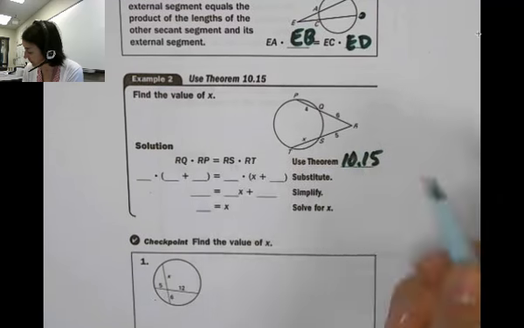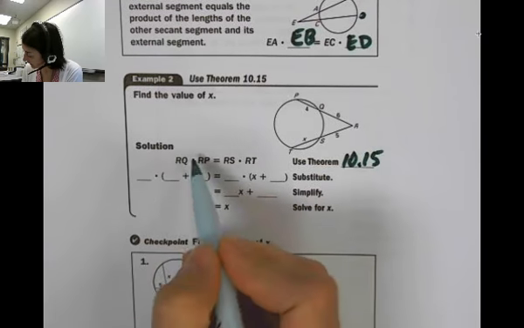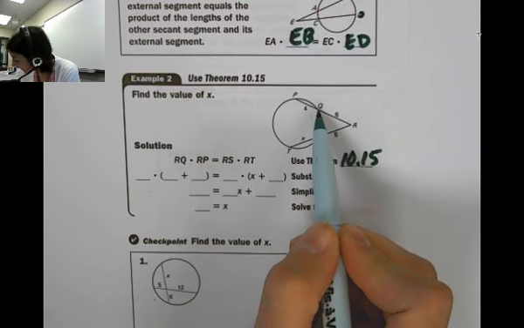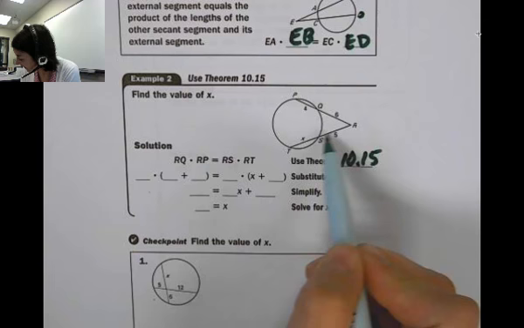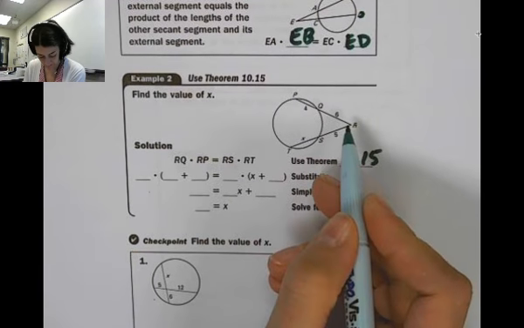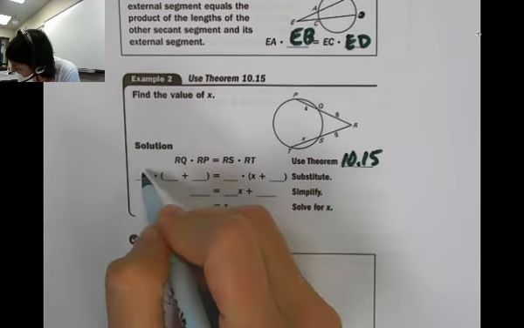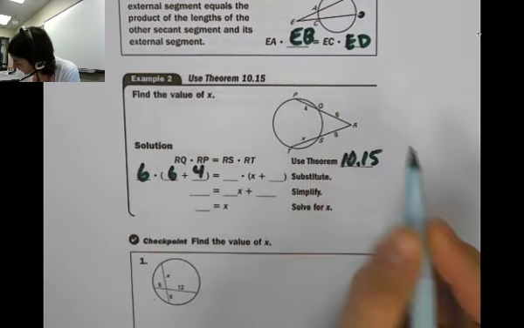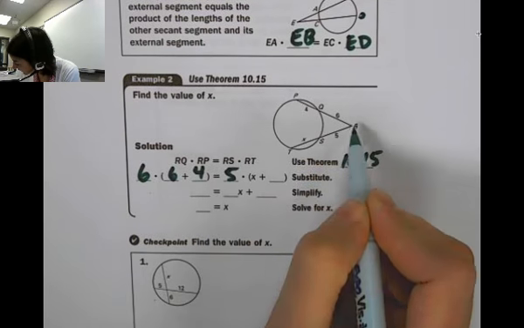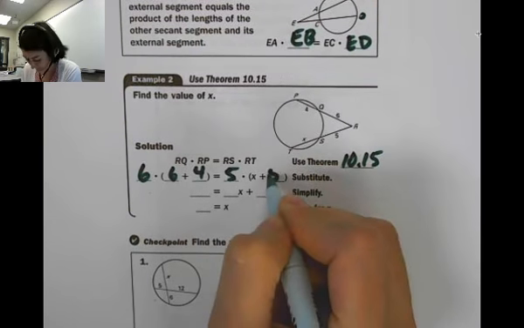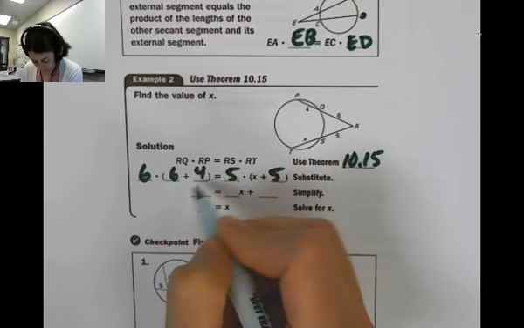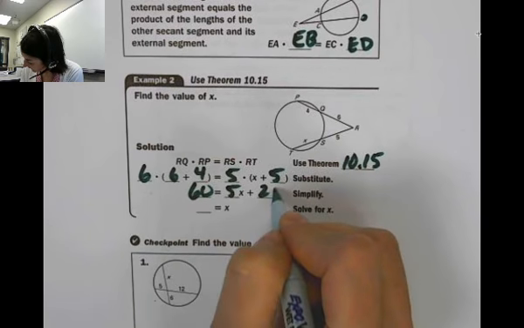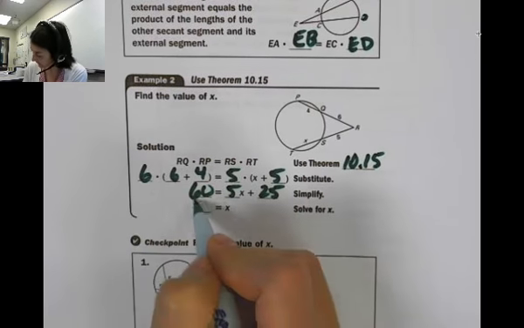We don't really refer to theorem numbers, but that's what they want us to put here. So we just start plugging in. Again, we're going to find the value for x. We know that RQ times RP equals RS times RT. RQ is 6, RP is 6 plus 4, RS is 5, and RT is x plus 5. So we're going to do some simplifying. This will be 5x plus 25, and solving for x is 7.